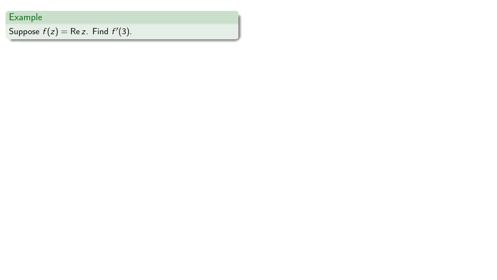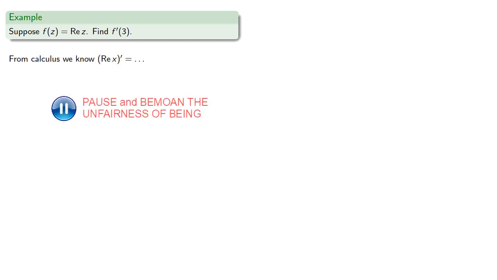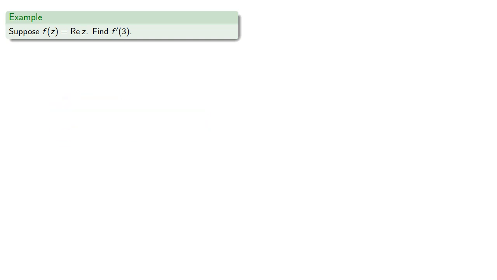So suppose f of z is the real part of z, we'll find f prime of 3. So from calculus, we know the derivative of the real part of x. Well, actually we don't. We didn't run into this function in calculus. Well, that's okay. We can always go back to the definition. So using the definition, we find f prime of 3 will be.